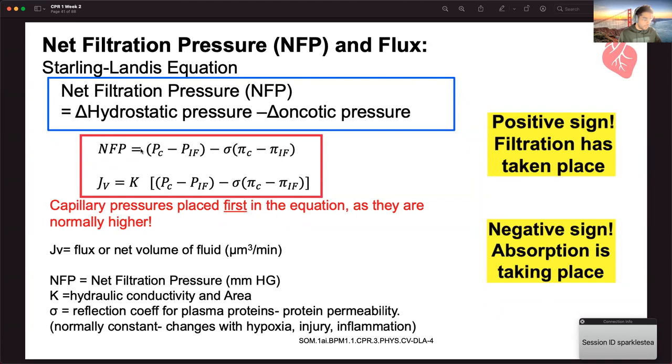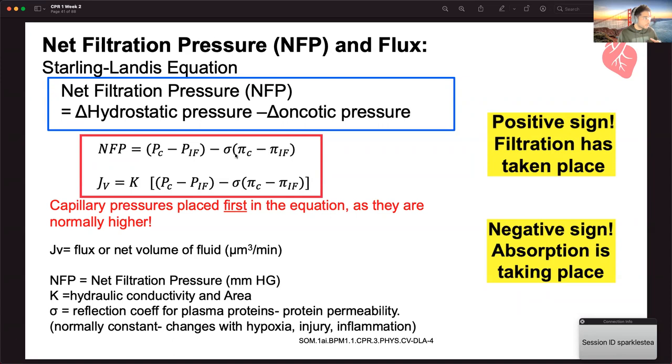What does PC stand for? It's the capillary hydrostatic pressure. It's basically the force that pushes the fluids out from the capillaries, whereas PIF, or PI, some people like to say just PI, is the interstitial hydrostatic pressure. It pushes the fluid into the capillaries. So you've got to contrast these two. The P and P go together and the PI and PI go together. That's how I kept that formula straight in my head.